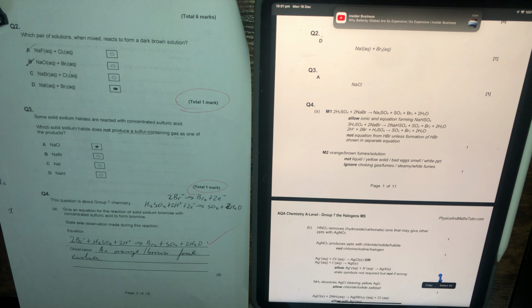Although I did say this: the method doesn't say how much acid should be used, and I said the method fails to give a measurement of the volume of acid required for the experiment. So you could give yourself that marking point actually.